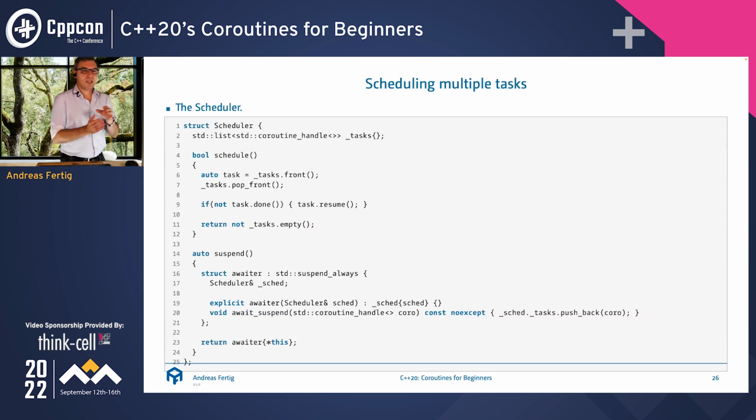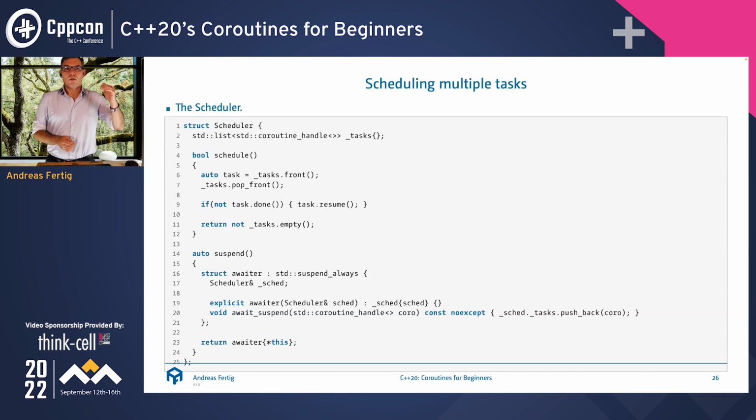Now looking into the scheduler, this is the implementation of scheduler. It's a real cheap, easy one. It uses a std::list in line number 2, storing a bunch of coroutine handles. And these are handles of type void, because we are not interested in the wrapper type. We only want the promise type. The promise type is always called promise_type.